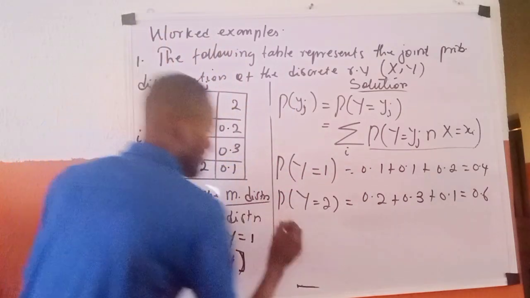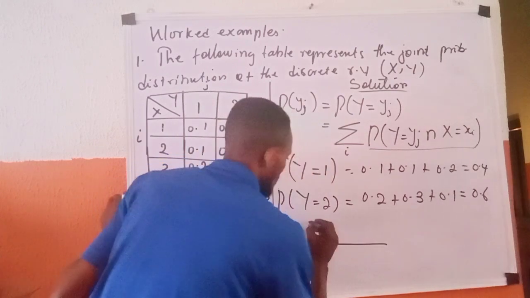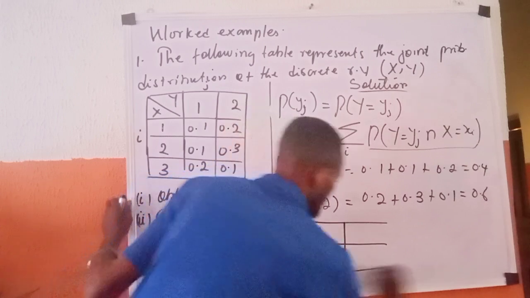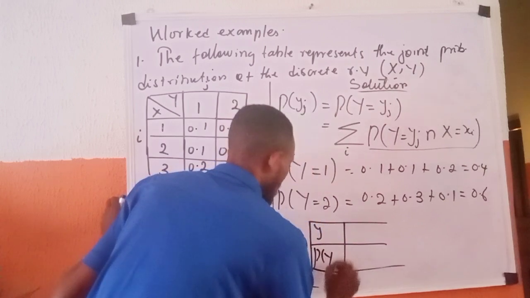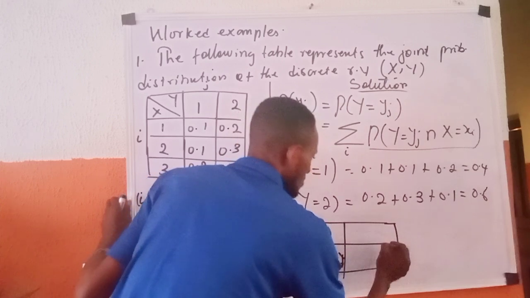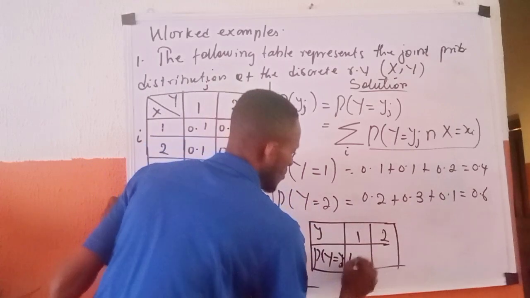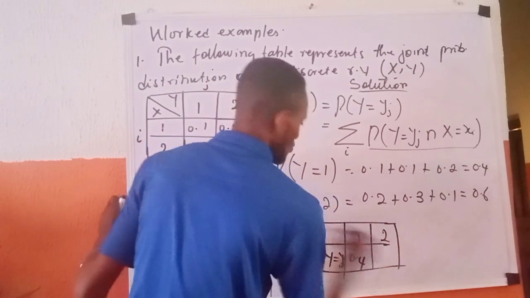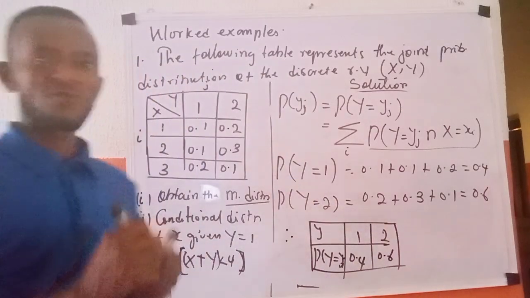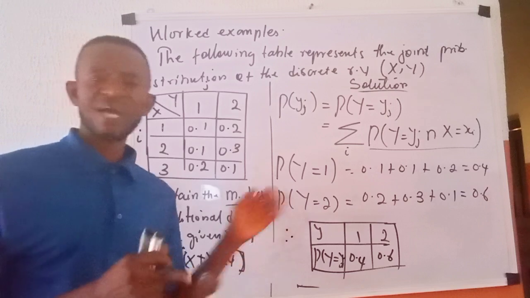So we now say, therefore, you do your table this way. You do here to be y. You do here to be probability that capital Y equals yj. You have 1, you have 2. When it was 1, 0.4. When it was 2, 0.6. This is the marginal probability of y. The marginal probabilities of y.